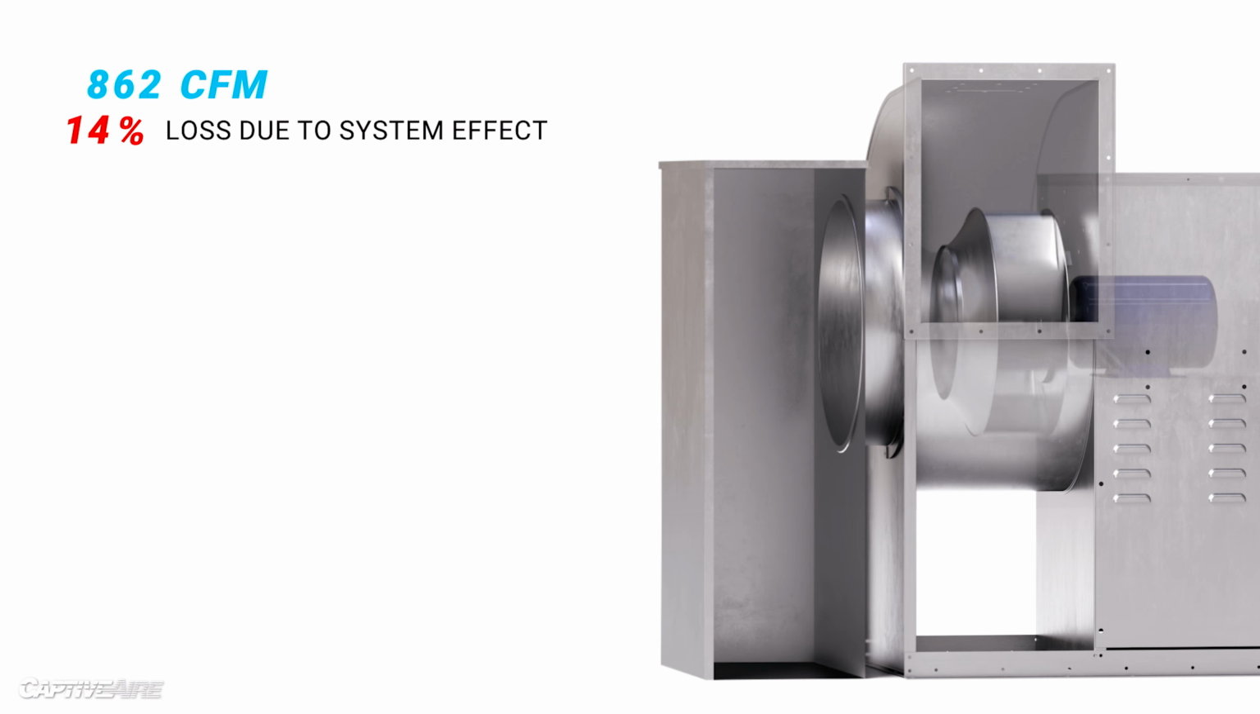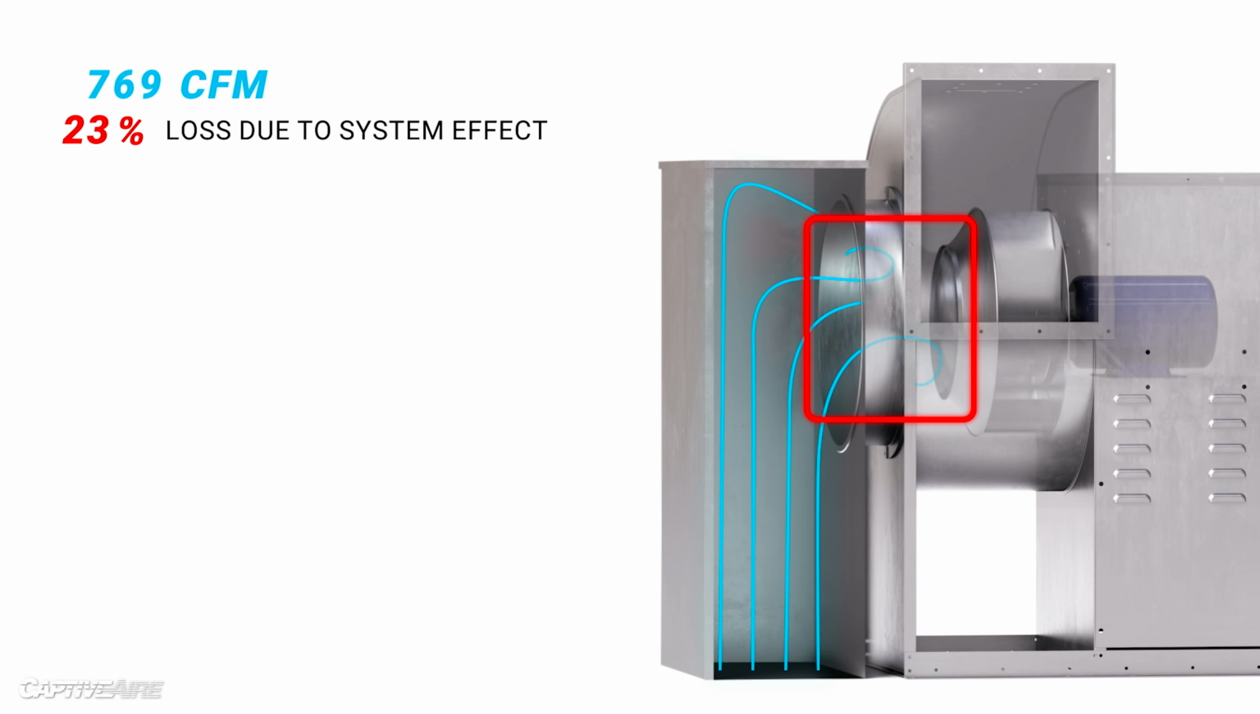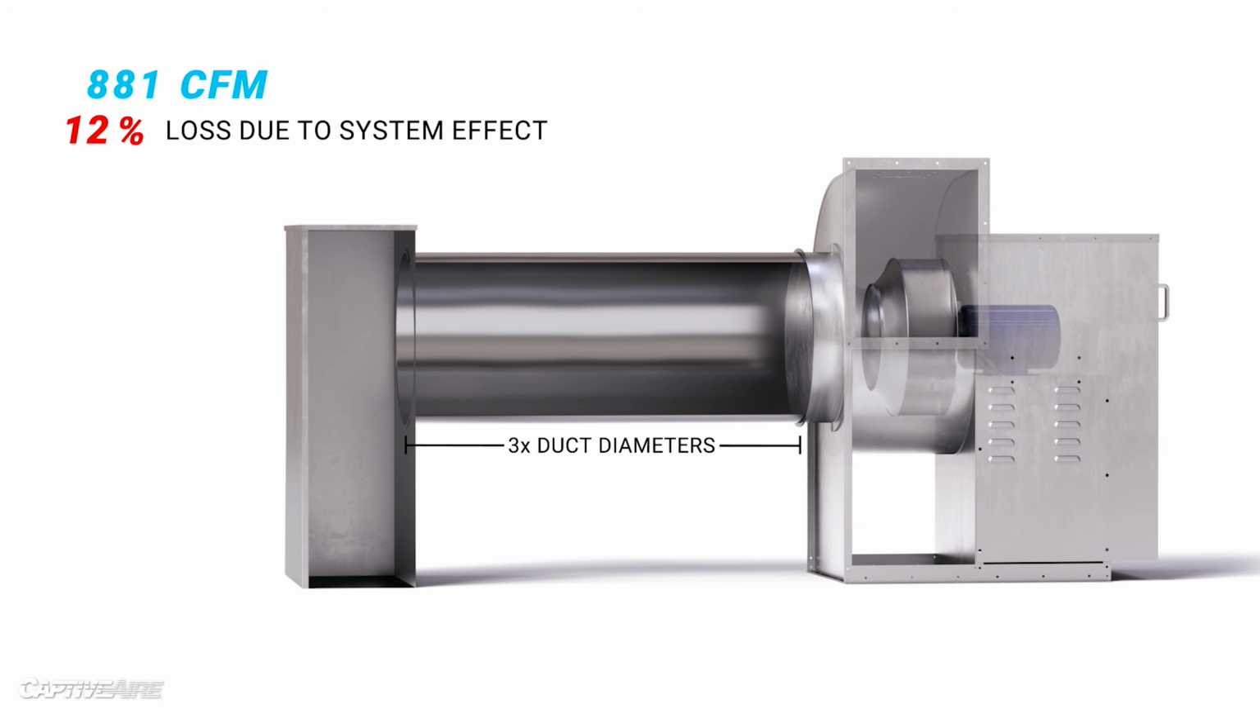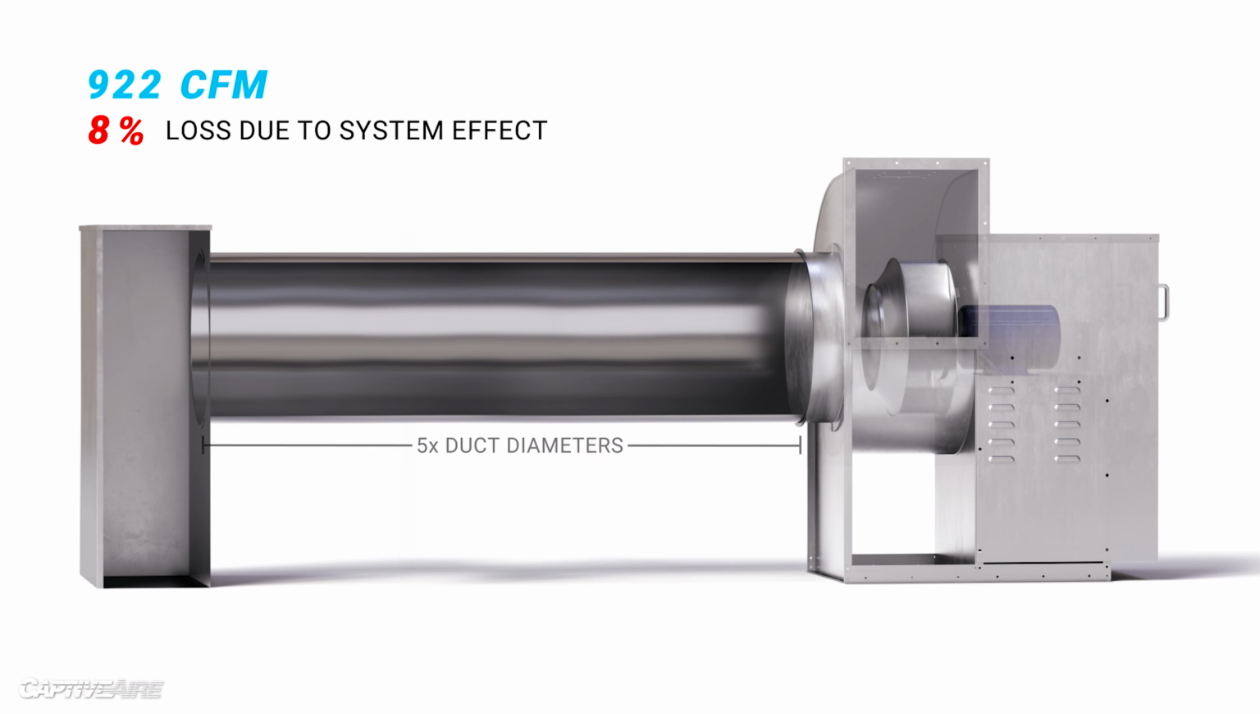Now, a traditional inlet box going right into the fan would be worst case scenario here, with this extremely swirly, turbulent air loading the wheel so unevenly that we see up to a 23% reduction in airflow. Even when we move this inlet box 3 duct diameters away, we could still see a pretty large airflow drop. So there are scenarios like this one where a 5 duct diameter spacing is recommended.